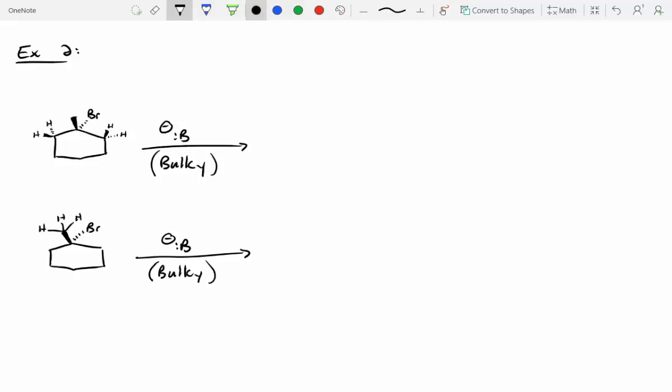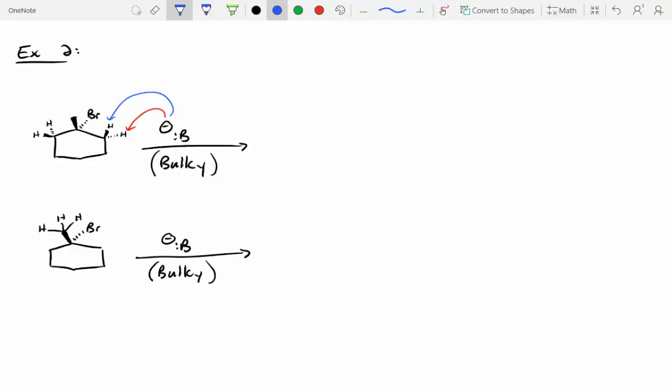All right, let's see a show of thumbs. How many of you guys think you got it? A few thumbs? All right, let's do one of them together. So let's do the top one. The question is, am I going to grab this proton in red, or am I going to grab that proton in blue? Blue.